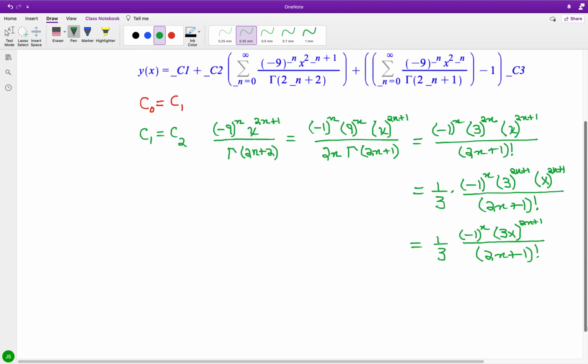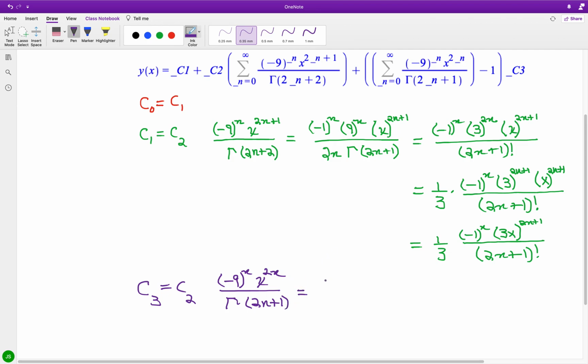And as for the remaining item, now we have C of 3, and we'll just let that be C of 2. And for the bases, now we have -9 to the n times x to the 2n, and we have all over gamma of 2n plus 1.